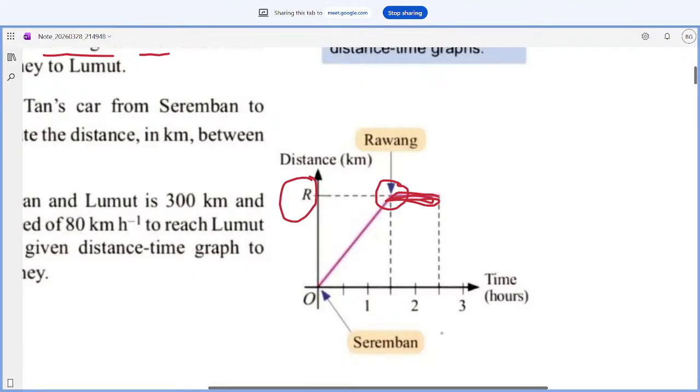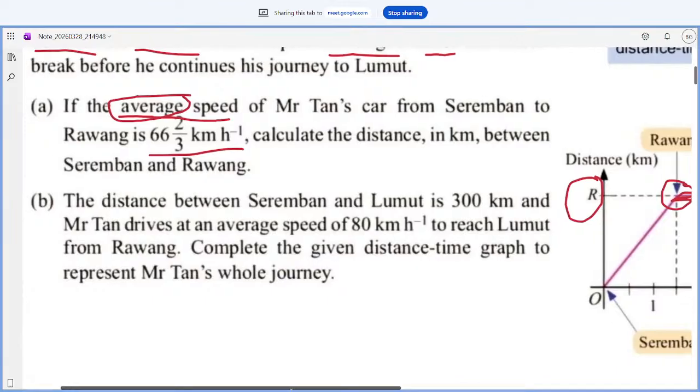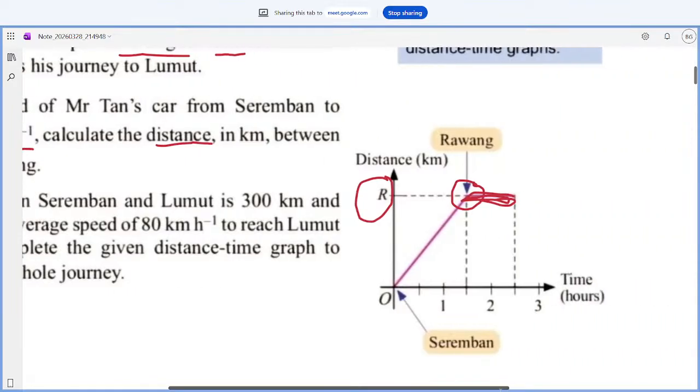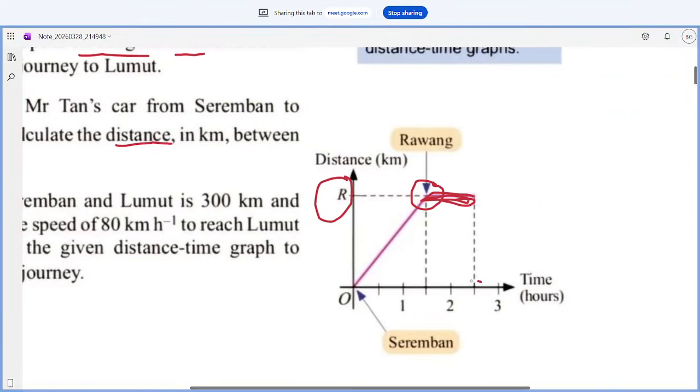Total time? How much, based on the graph? Careful. See carefully, guys. That is the question. You have to find R. You have to find the distance, which is R. Yes. Okay, your total time is 2.5 hours, guys. This is your total time, 2.5 hours.